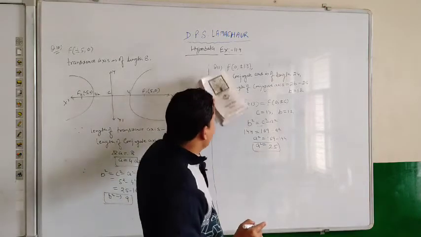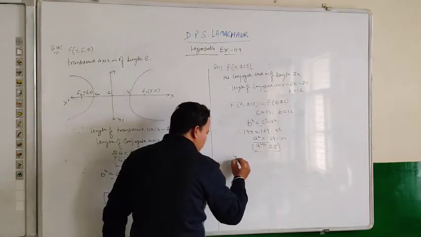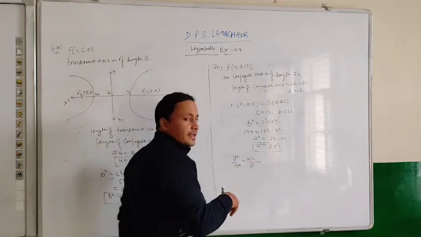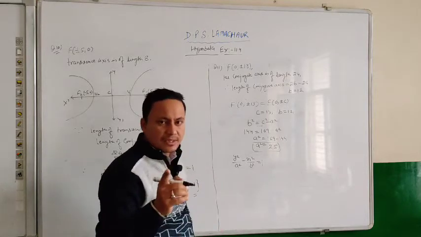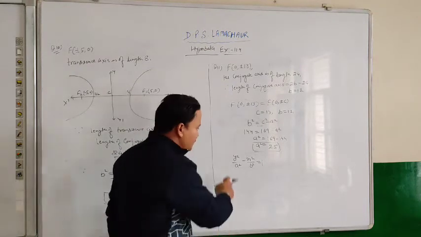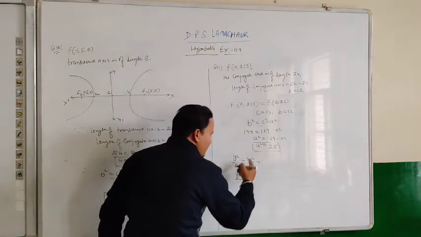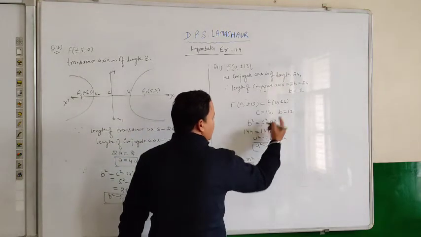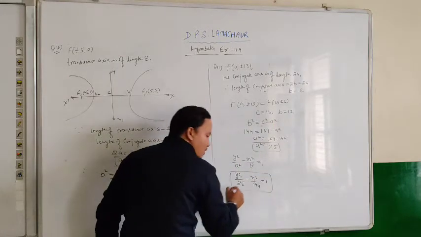Now, it is clear that the focus is lying on y axis. So, the equation of hyperbola will be y square upon a square minus x square upon b square is equal to 1. Why are we taking this kind of standard equation? Because our focus is lying on y axis, so our transverse axis will be symmetric about y axis. That's why I have taken a square in the denominator of y. So y square upon 25 minus x square upon 144 equal to 1. So this is our required equation. Pause the video and take the screenshot.